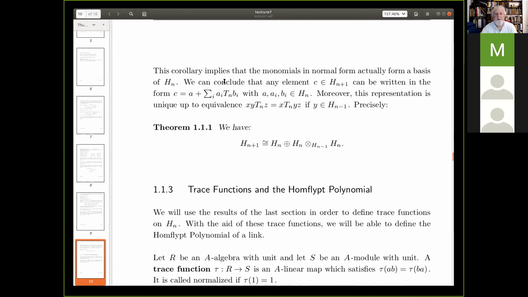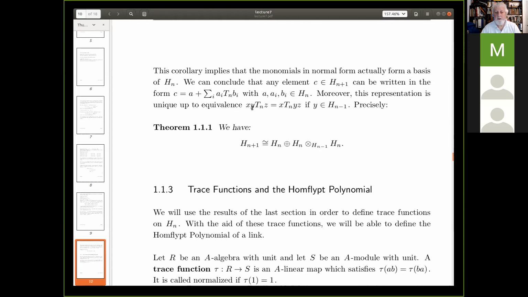So this means that the monomials in normal form actually form a basis of Hn. We can conclude that any element C in Hn+1 can be written in the form C equals A plus sigma Ai Tn Bi with the A, the Ai, and the Bi in Hn. And this representation is unique up to equivalence.